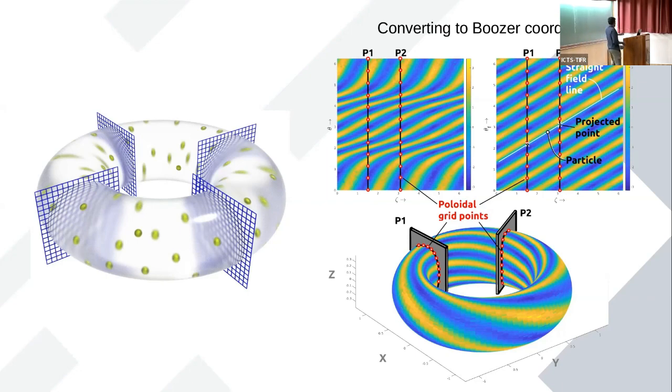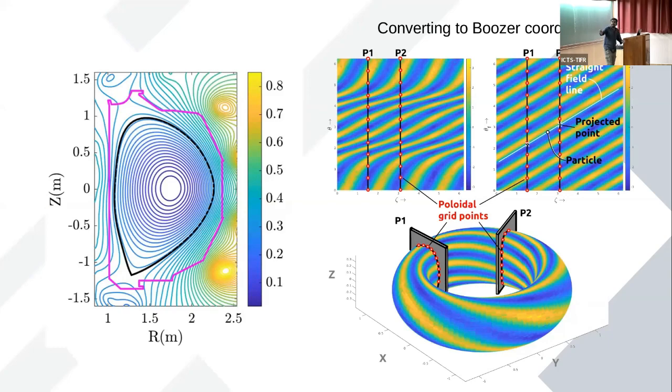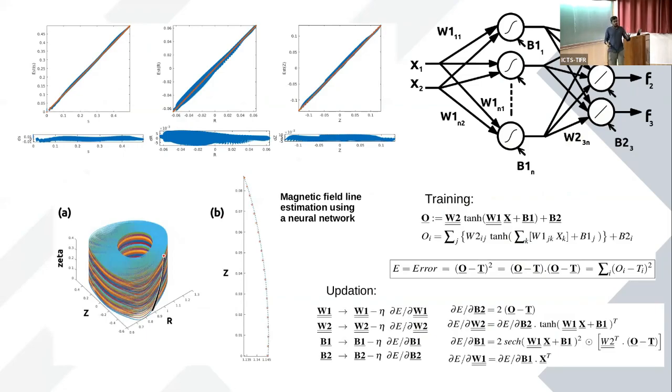Now, if you try to do the same thing in the region outside this domain, beyond the last closed flux surface, the Boozer coordinate has a singularity at what we call the X point. So we can't extend this further than this particular domain. So what do we do? This is wherein we came up with a scheme of using a neural network to implement this.